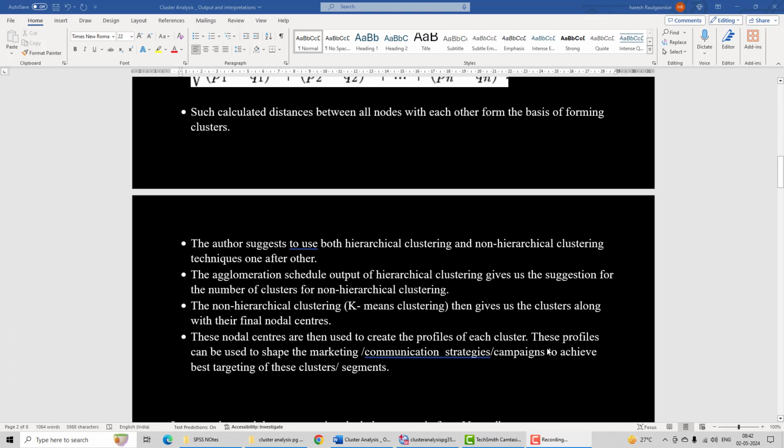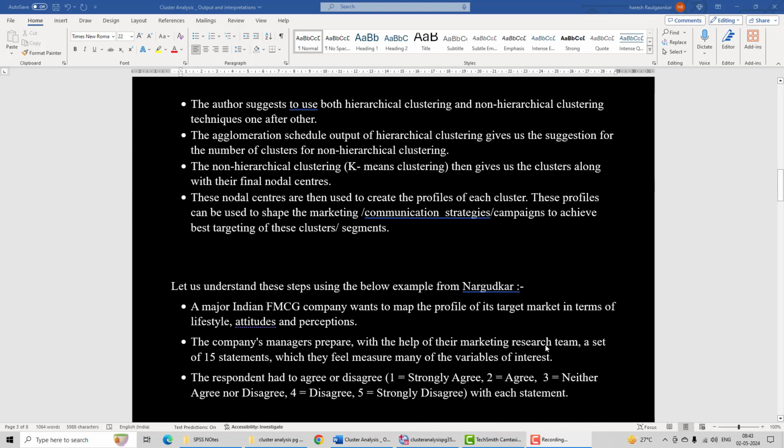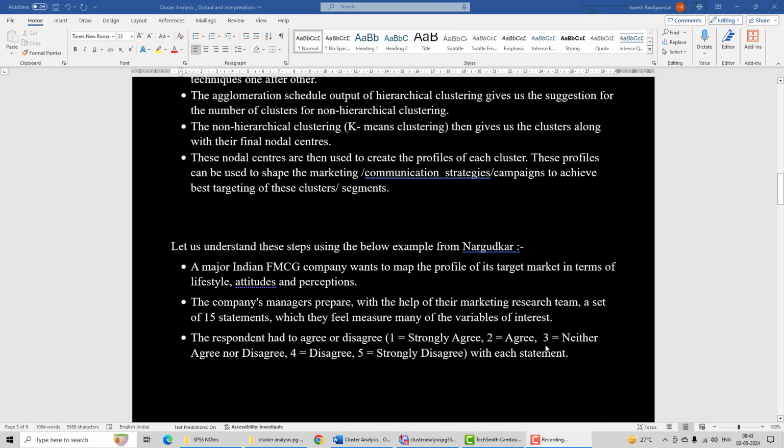These centers are then used to create profiles for each cluster. These profiles can be used to shape the marketing or communication strategies or campaigns to achieve the best targeting of these clusters or segments. Now let us take an example from Nargundkar and understand the cluster analysis.